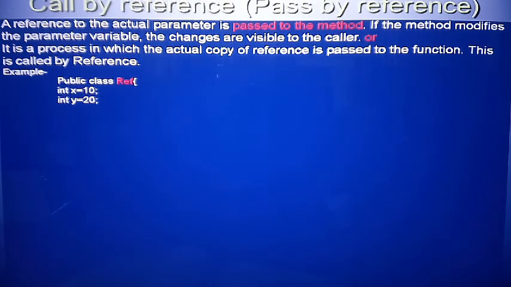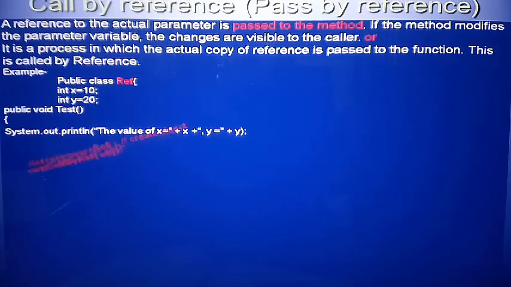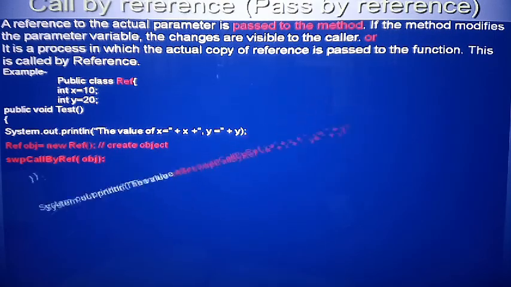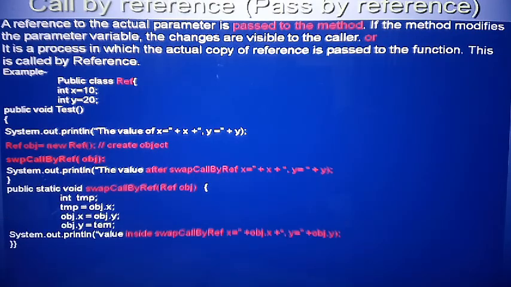So public class, the name of the class is Ref, with two values x and y, 10 and 20. As before, first of all print the value of x and y. If you want to call the function, first of all we create the object, okay, obj. The class name is Ref, obj equals new Ref, which makes the object. So the object is created and call by reference passes the object. So where is the function of call by reference? Here, the reference object. Again temp is a variable.